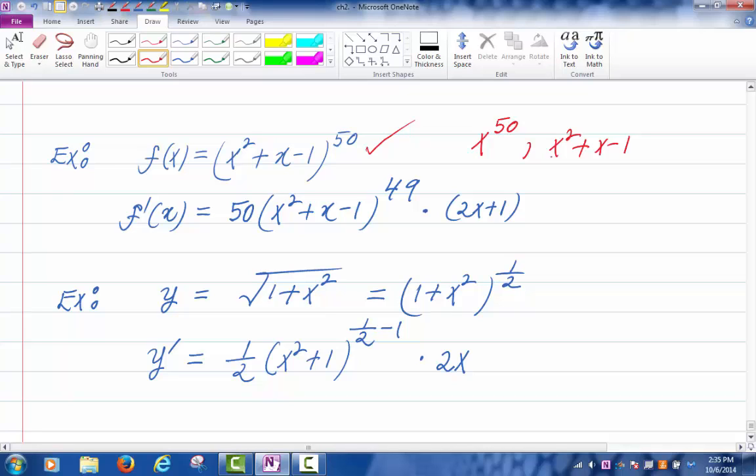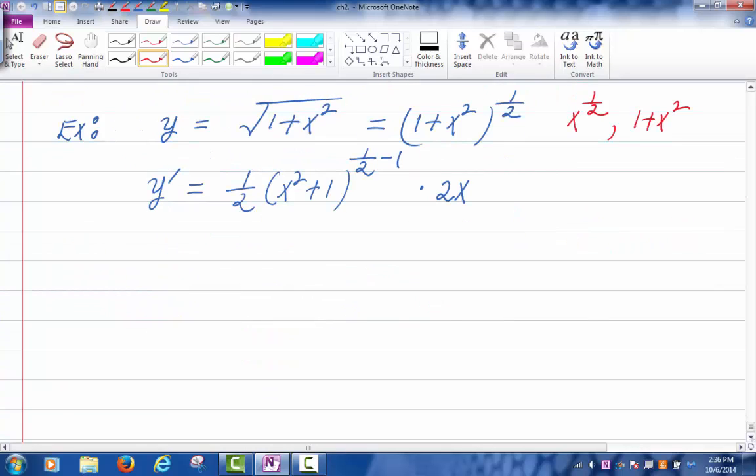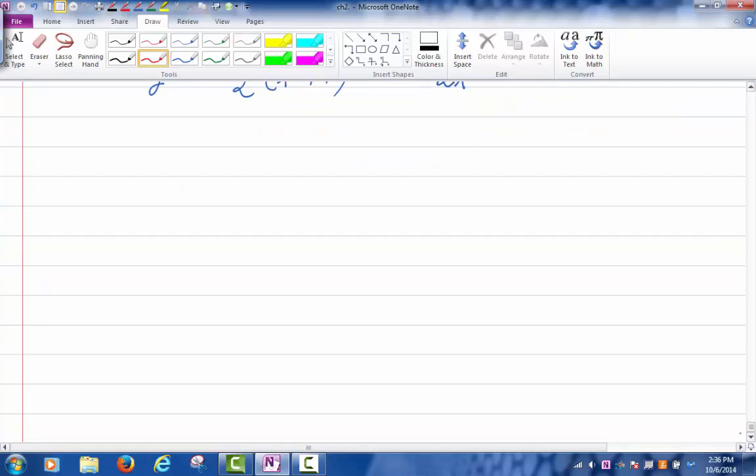That's what we did. In the second example, the outside is x to the half, and the inside is 1 plus x squared. So you take the derivative of the outside, evaluate at the inside, multiplied by the derivative of the inside. Same thing happened in the second example. Is everybody okay with the two examples? Let's look at some more. Let's make it a little bit more difficult.